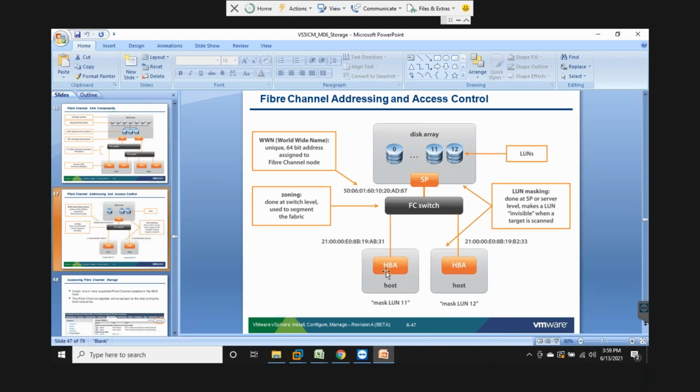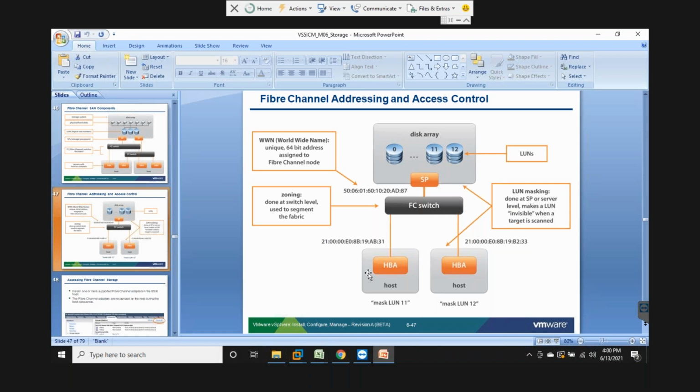Each HBA has its own unique WWN number. Just like your network adapter or NIC card has a unique MAC address, similarly your HBA has its own unique WWN number, worldwide number. For an L1 or L2 interview, most people will ask you what is WWN. You should clearly tell it is a unique number which is assigned to each and every HBA and which is unique in nature. No two HBAs can have the same WWN number. So you can identify based on the WWN number.